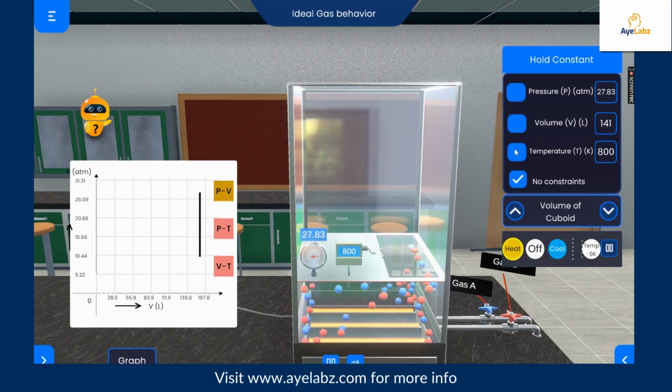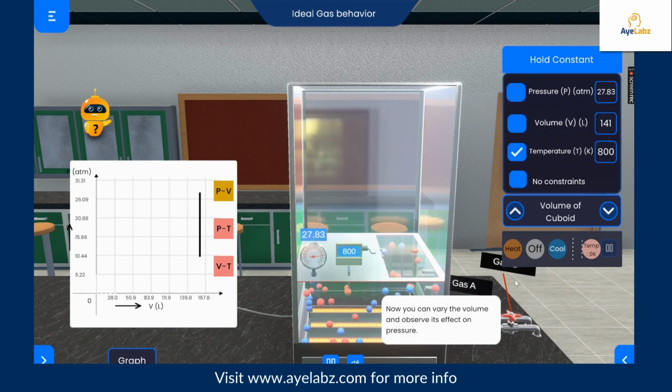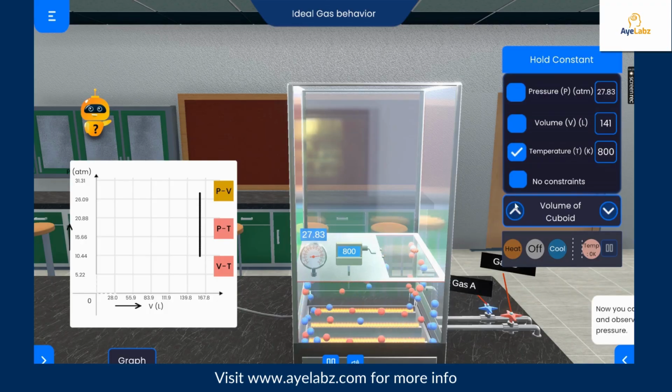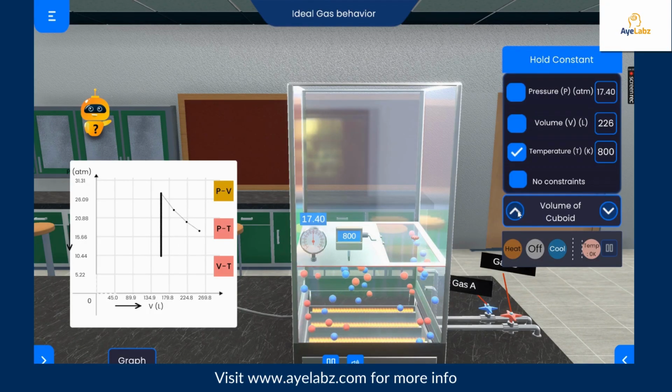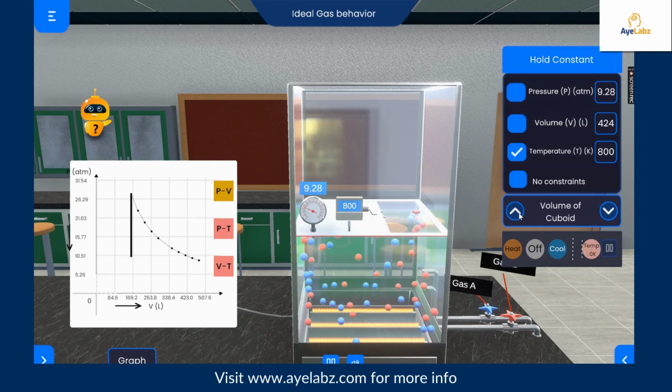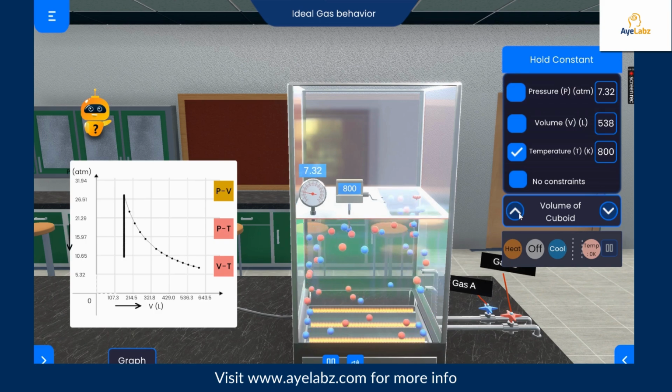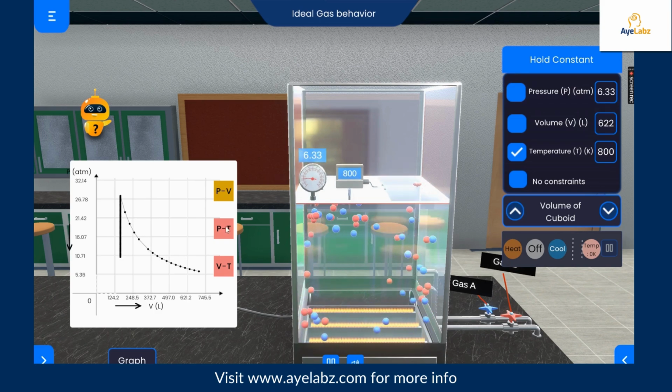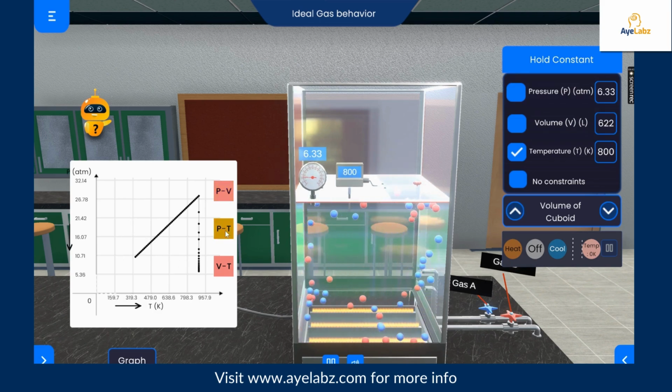Let's keep the temperature constant. Let me change the volume of the cuboid by clicking on these arrow marks. As you can see, the graph is plotted accordingly. By clicking on these different graphs, you can teach them very clearly how these parameters are affecting the behavior of gas particles.